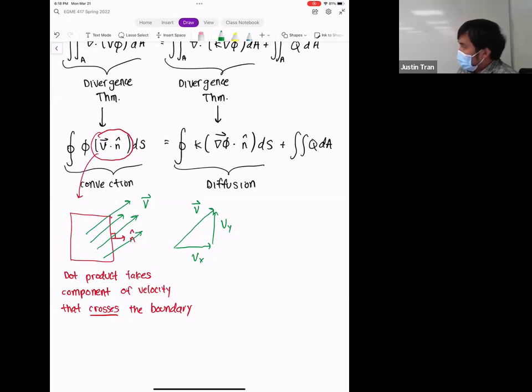Let's take this drawing of v and match it up with the definition for the dot product I have below. Remember, the dot product takes the component of the velocity that actually crosses over the boundary. If we're looking at this right face, this right surface, we can see that the normal vector is pointing to the right. The reason the normal vector is pointing to the right is because this boundary is vertical, going up and down.